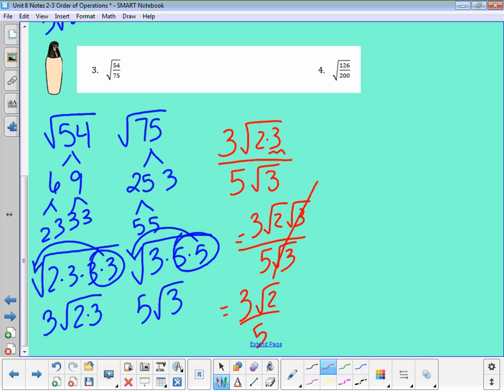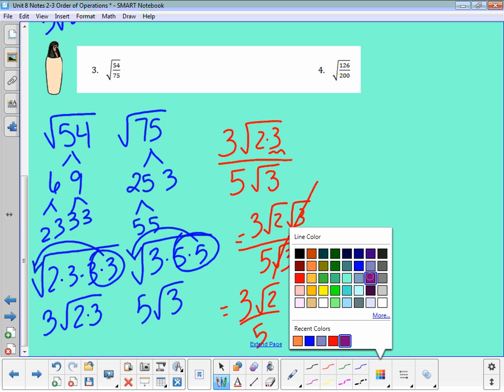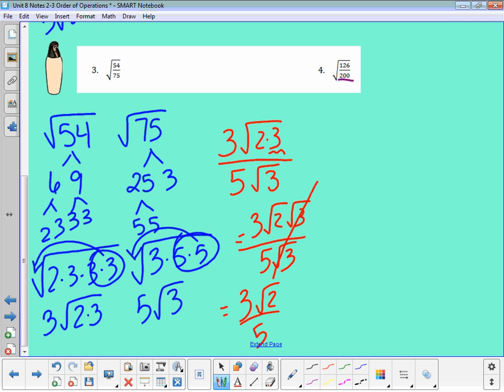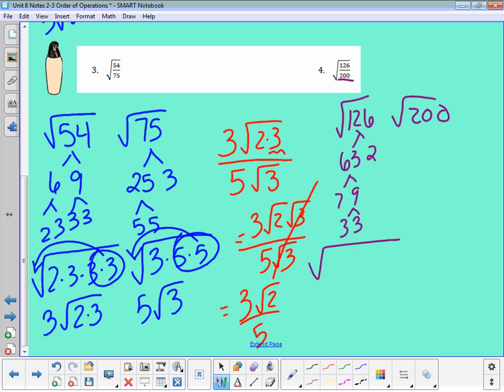Number 4 should be 200. Okay, so it's not 200 on your note sheet, so go ahead and change that for me. Make sure you write it as 200. So let's take a look at the square root of 126 and the square root of 200. So the square root of 126, I get 63 and 2, 7 and 9, 3 and 3. Again, I'm assuming now that you guys are comfortable enough with simplifying down the radicals itself that I'm going to focus on the more tricky parts here. Okay, so then we end up with 2 times 7. And again, I'm going to leave that as not multiplied.